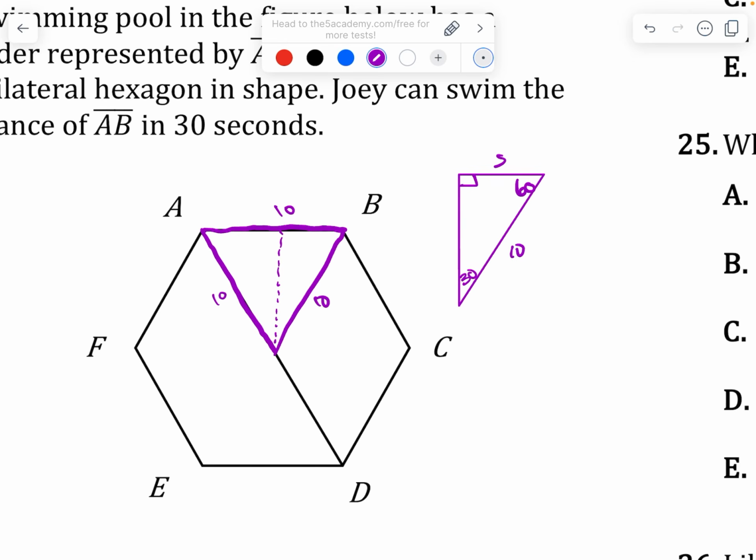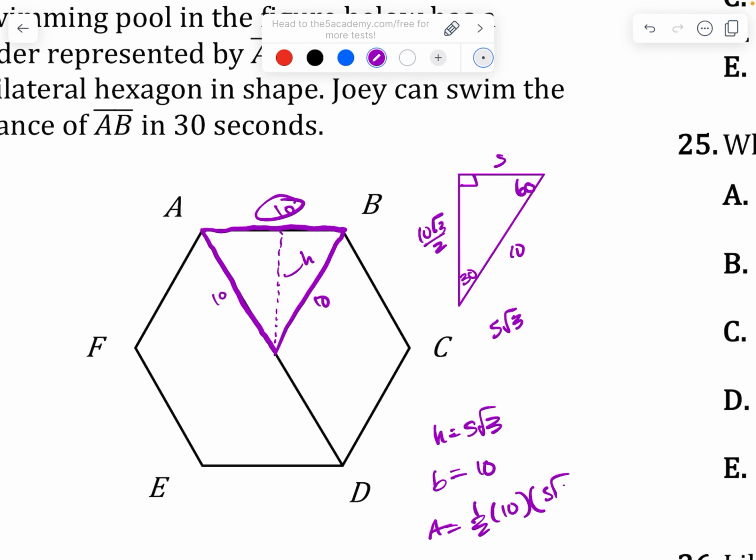If you remember your 30, 60, 90 triangle ratios, the longest leg is really just going to be the hypotenuse times square root of 3 over 2. So this is just going to be 10 square root of 3 over 2, which is 5 square root of 3. Okay, so now I know my height. Height is equal to 5 square root of 3. Your base is equal to 10 of the triangle. That means area is equal to half times 10 times 5 square root of 3. Okay? So it's going to be 25 square root of 3.